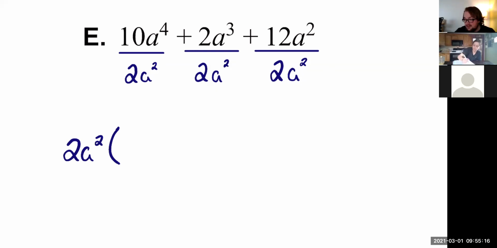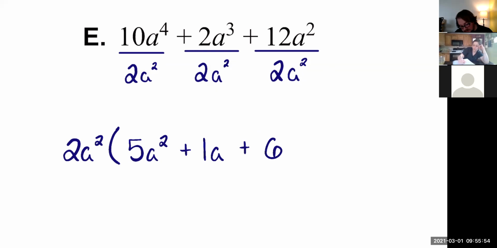10 divided by 2 is going to give me 5. A to the 4th divided by A to the 2nd should be A to the 2nd. We had 4, we took away only 2. What about 2 divided by 2? Positive 1, and you said just an A. So there was 3 there. We took 2 away, which just leaves us with an A. And then 12 divided by 2 gives me 6. A to the 2nd divided by A to the 2nd, they're gone. There was 2 A's there. We took 2 A's away. There's no more variable on that last term.